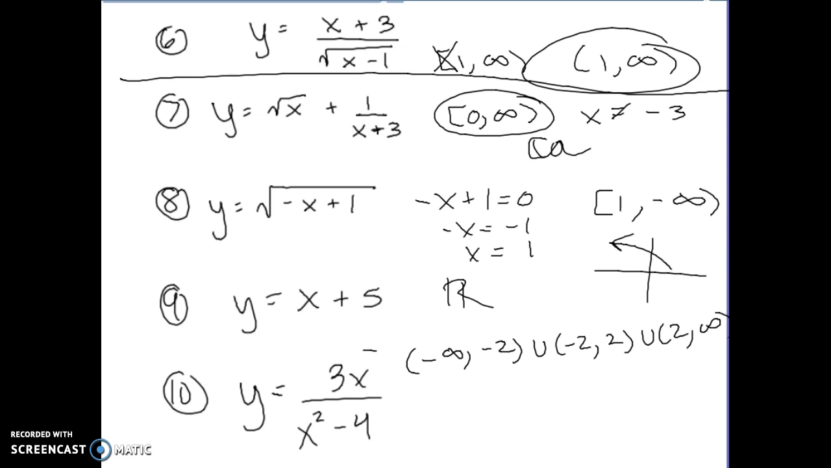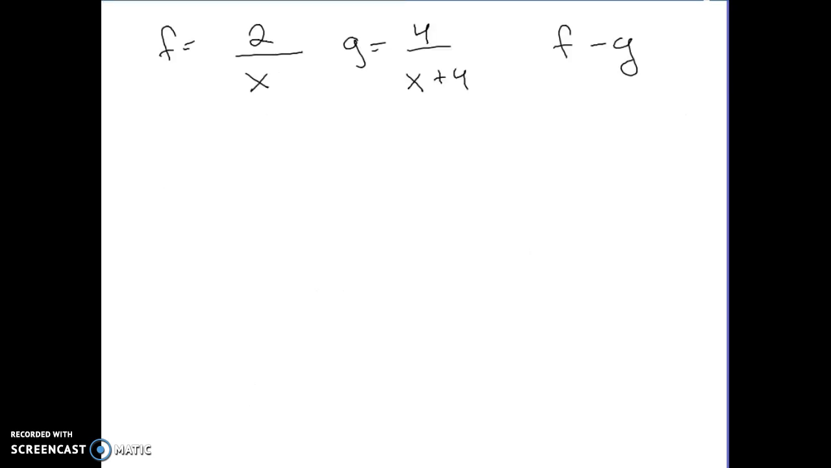Alright, so that's it for domain. Now we're just going to open the floor up to some questions. This is the first one that we have. This was a homework question, f and g, and we want to do f minus g. If you're adding or subtracting two fractions, what do you need?